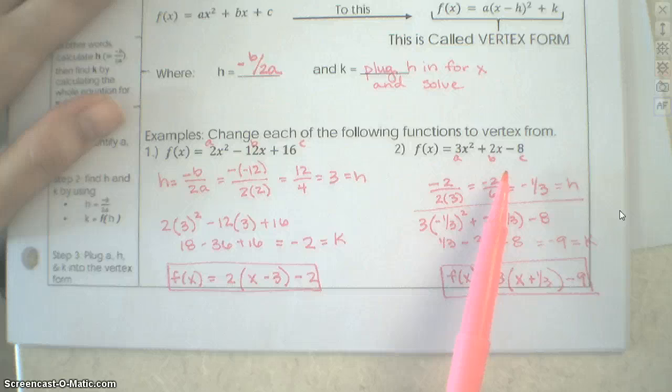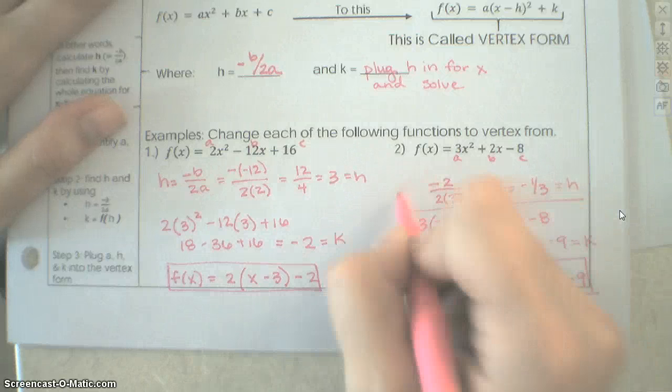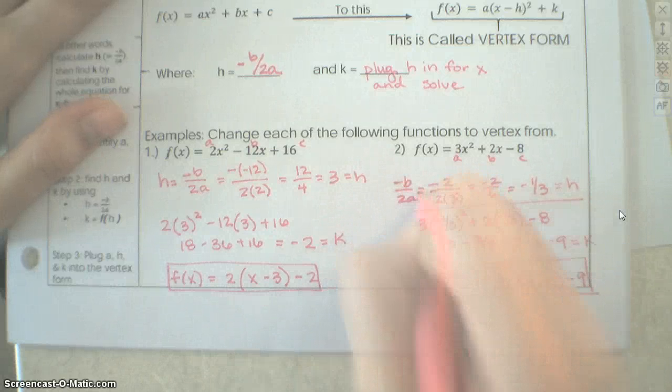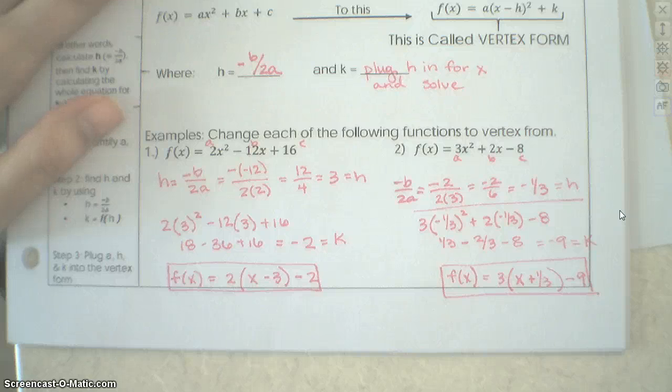Label ABC. Use the negative b over 2a first, and then you get your h, negative 1/3. Then we plug in negative 1/3, and we square it, multiply it by 3, multiply it here, and then we add it. So we get negative 9, and you can use your calculator. And then we plug in the a, we plug in the h, and we plug in the k. And now it's in vertex form, so it's a lot easier to graph it.